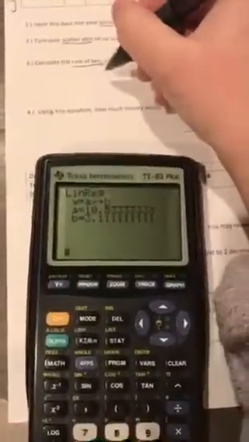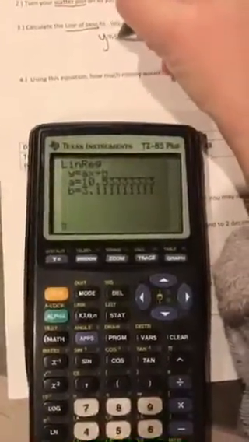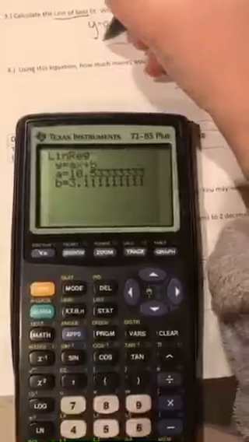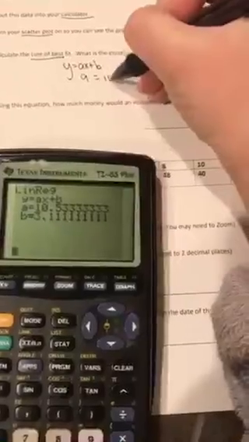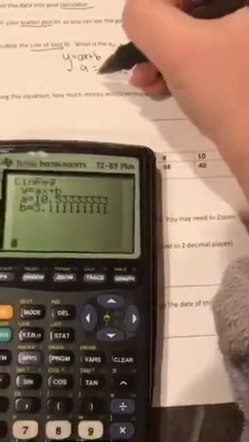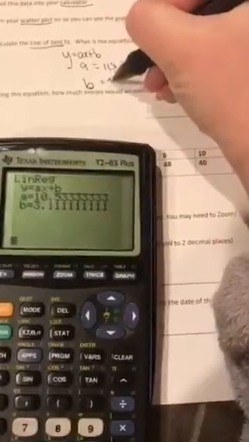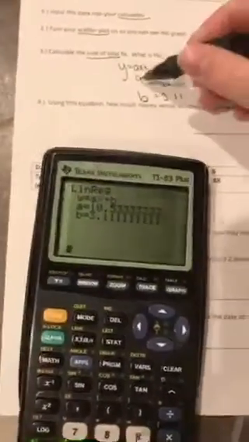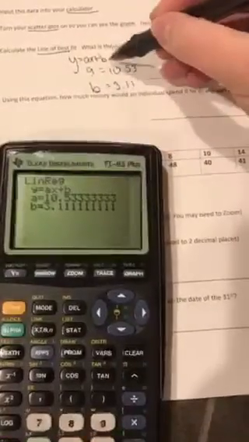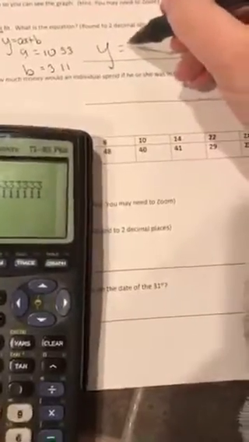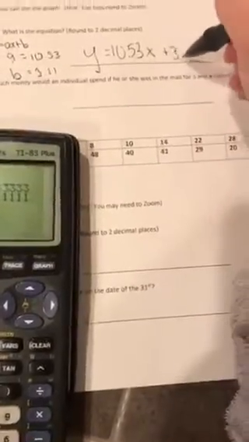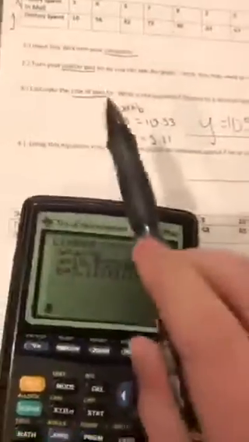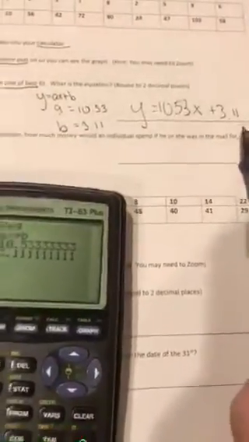So what that is telling us is that Y equals AX plus B, and A was 10.53 and B was 3.11. So A goes in for A and B goes in for B into your final answer. So your final answer would look like y equals 10.53x plus 3.11. So that's using your calculator to find the line of best fit.